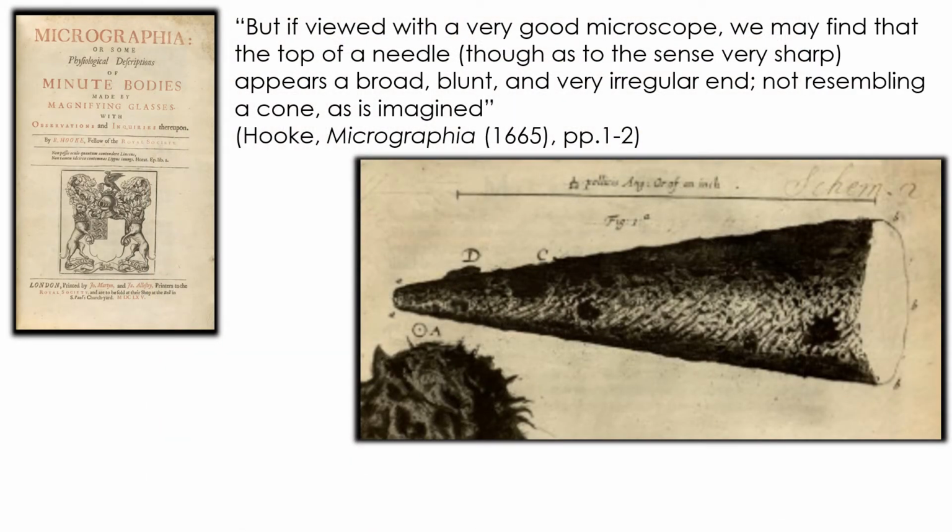Hooke's Micrographia opens by describing a needle. "But if viewed with a very good microscope, we may find that the top of a needle, though as to the sense very sharp, appears a broad, blunt, and very irregular end, not resembling a cone as is imagined." So our senses, our touch, and also our sight, to the naked eye at least, tell us that a needle is sharp, but in reality needles are not as sharp as we imagine.